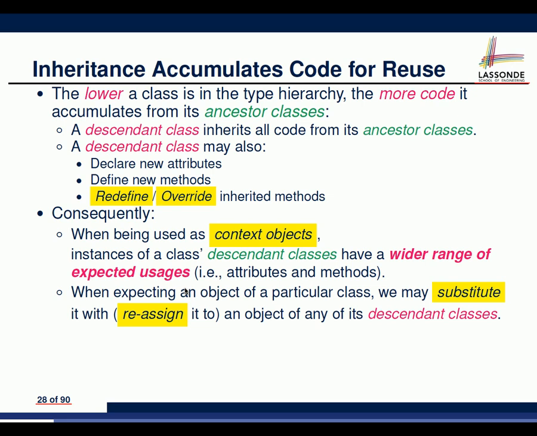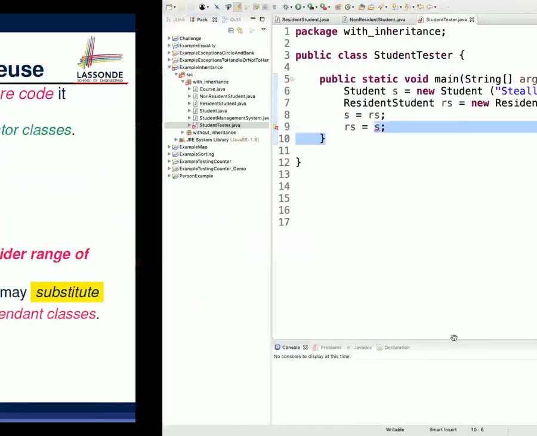Okay? And now here comes the important thing. We talk about something called substitution, okay? And we do have a rule for substitution. And the rationale, we have explained already, but we'll do it again, okay? Let's read it over, and then we'll see how this can be seen from the notes. When expecting an object of a particular class, let's say we are expecting a student class, we may substitute it with or reassign that into objects of any of its descendant classes. So what does that mean? Keep this in mind. Let's see on the notes.